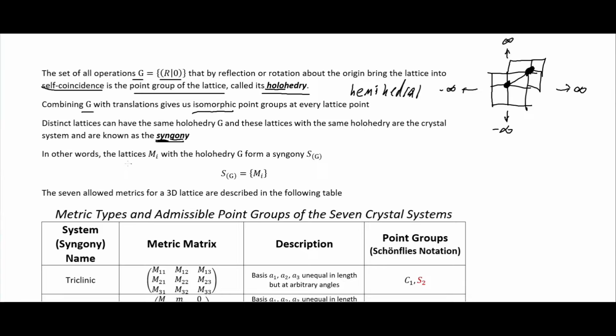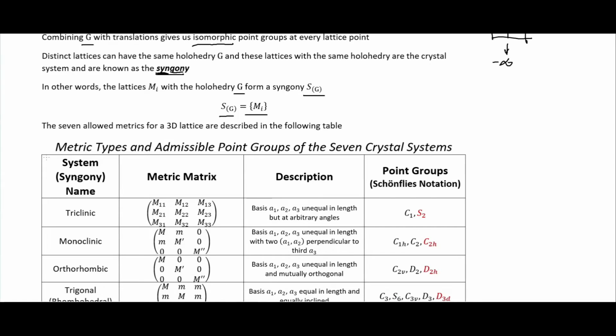But in other words, the lattices M sub i with the holohedry G form a syngony, which I wrote here as S sub G. So S sub G is the syngony, and it is the set of all the lattices M sub i there.